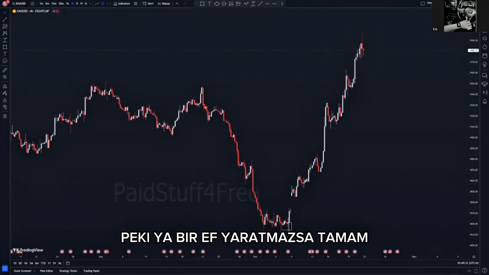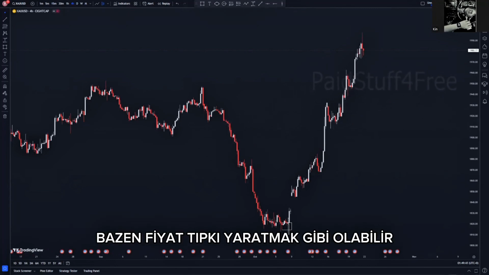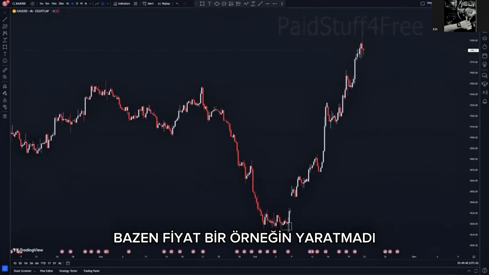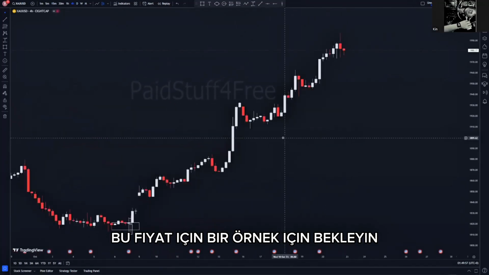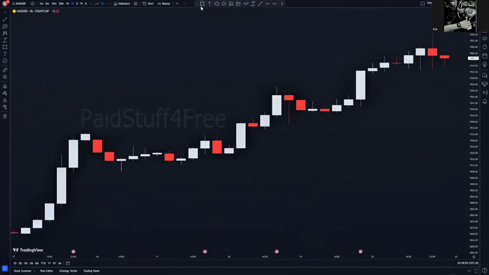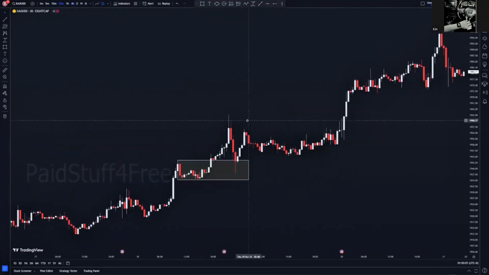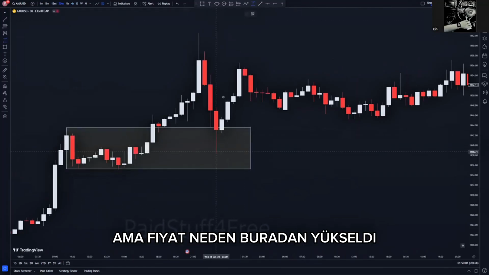So what if it does not create an EF? Like I said, there will be a lot of scenarios that happen in the market. Sometimes the price creates an EG and then goes up just like that. Sometimes the price doesn't create an EG, but the price still goes up. For example, for this price, was there any EG? There was no EG at all somewhere around here, but why did the price go up from here? Boom.